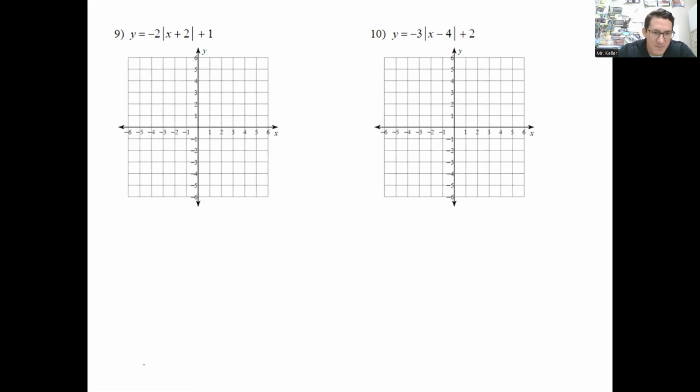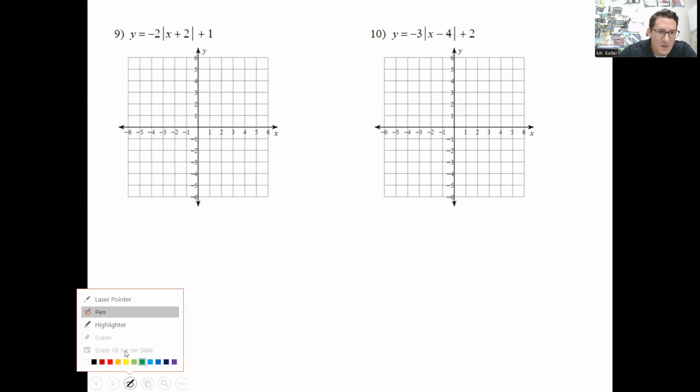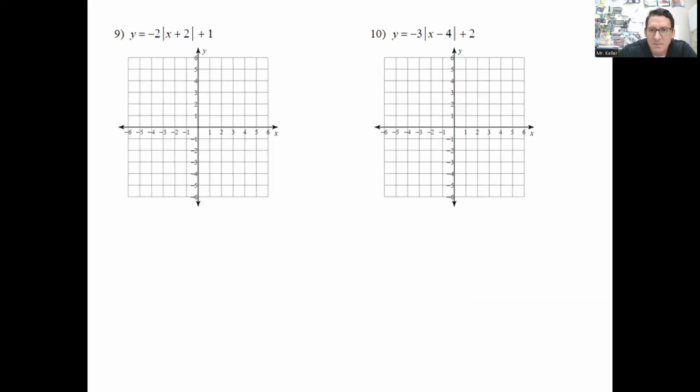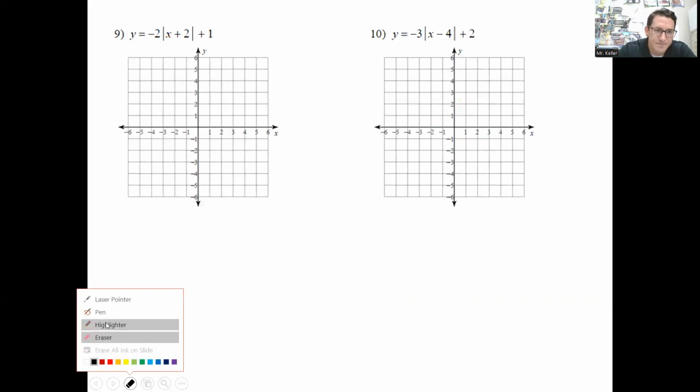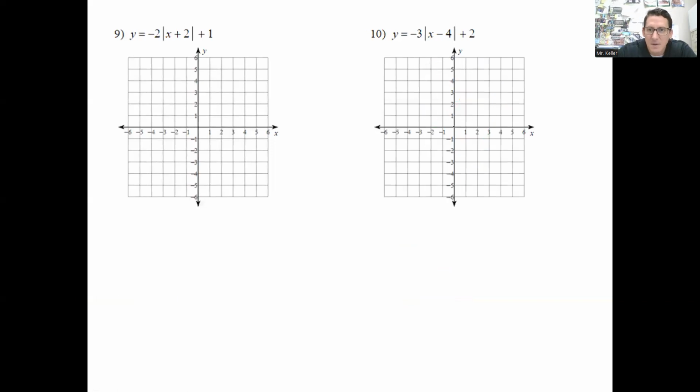Great. Let's combine everything. Why not? So here, parent function. Put in the parent function. I guess I could have done the other one, but whatever. All right. So there's a lot going on here.